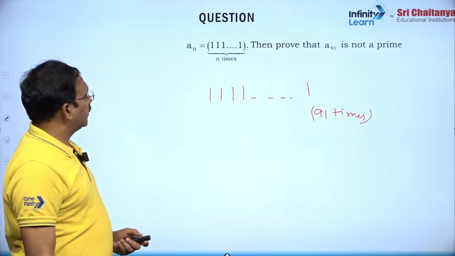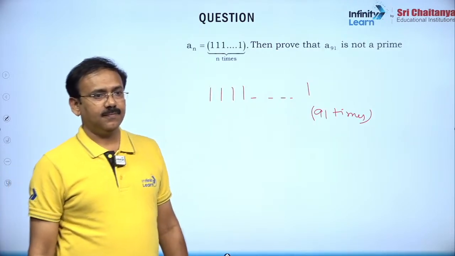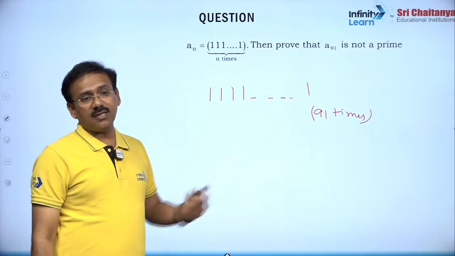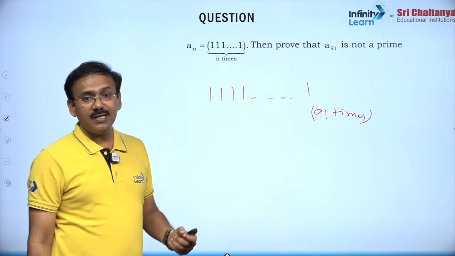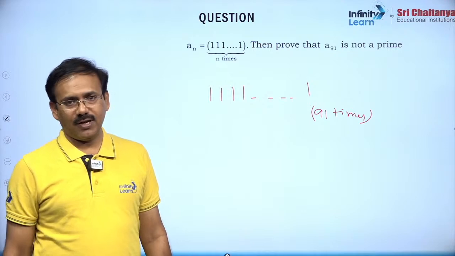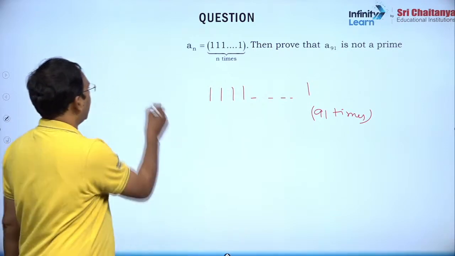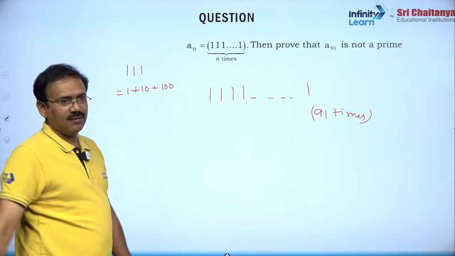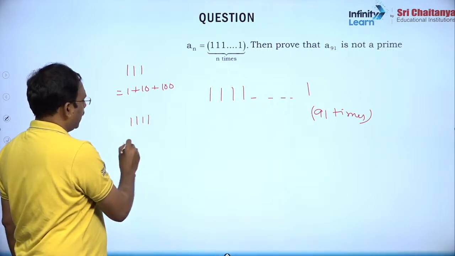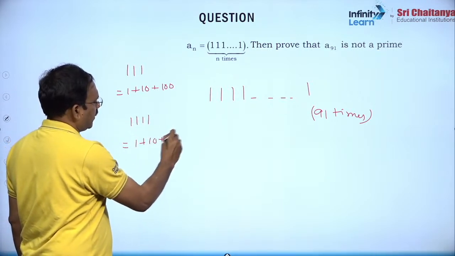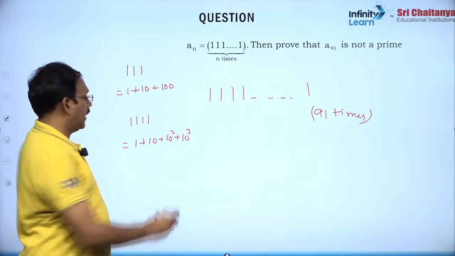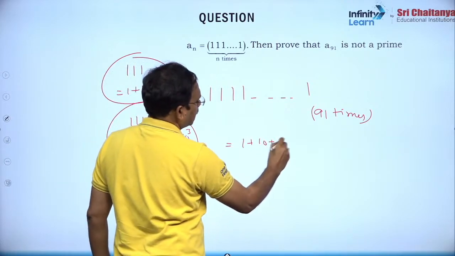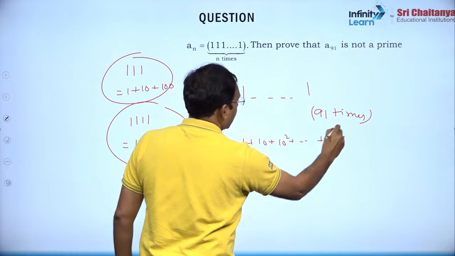Next, I can say the question is 1 1 1 1. This is 91 digits are given. I want to prove that it is a composite number. So how to prove it? You see, dear students, we will do like this. Suppose I am given 1 1 1, I can write 1 plus 10 plus 100. Suppose 4 ones are given, can I write it as 1 plus 10 plus 10 square plus 10 cube? We can write. In the same way, we can write it as 1 plus 10 plus 10 square plus and so on, 91 ones means I can write up to 90.